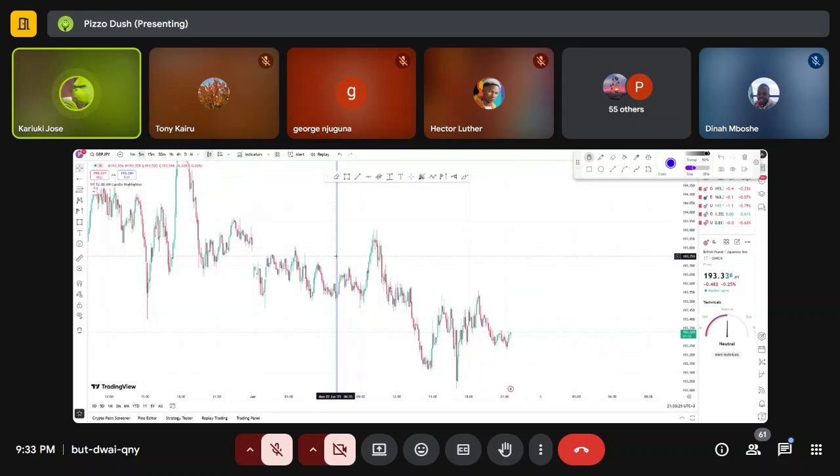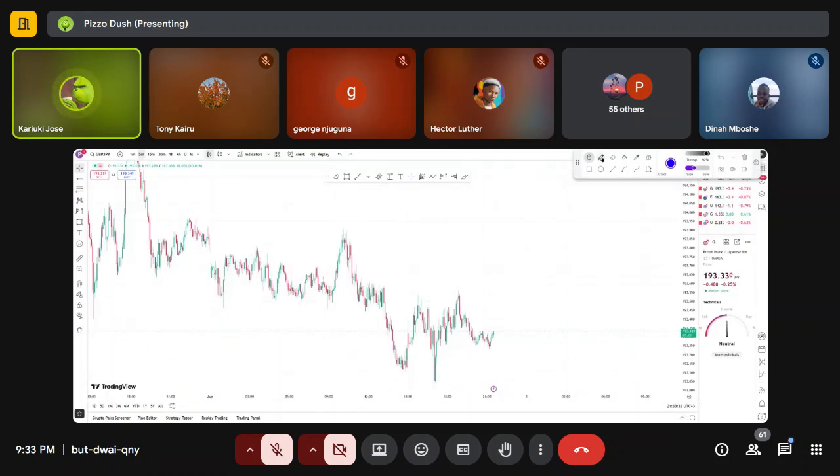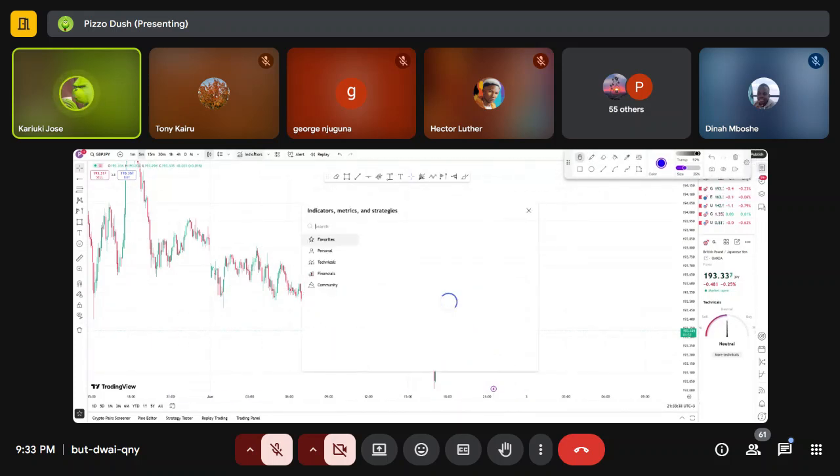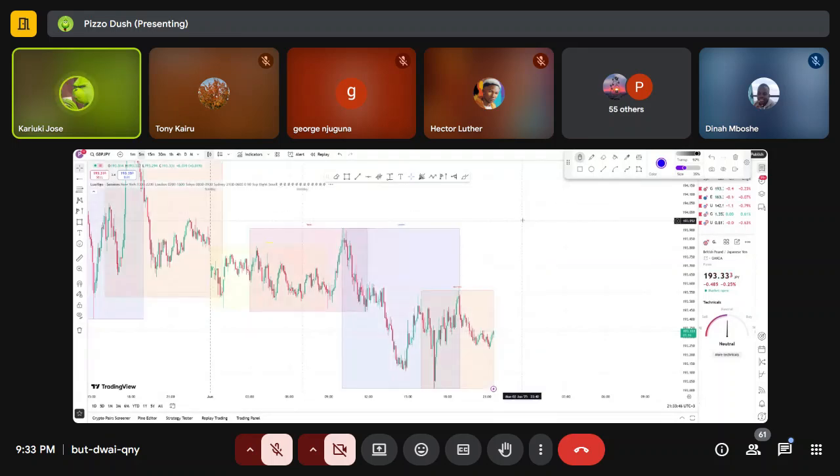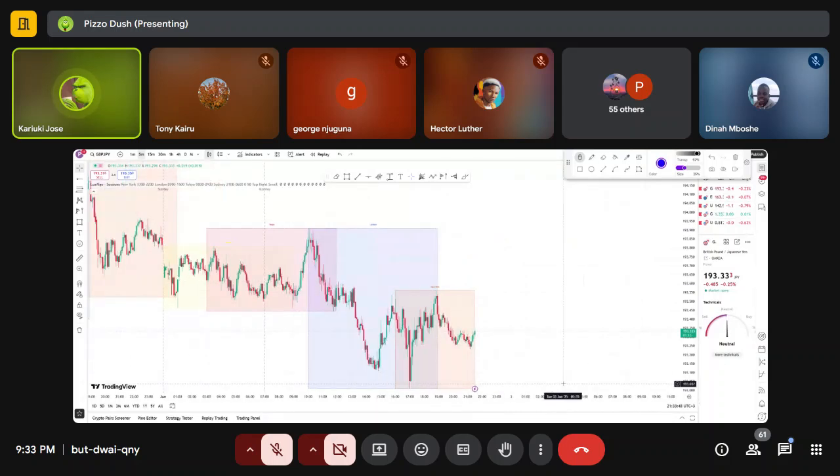Na pia hii tulikuwa tunatumia through the open to the close of the day, unless uweke indicator ya through the open to kuja kuguess kwenye siku ilifunguka na kwenye siku imefungia. That's a hassle. So tumia tu hiyo indicator. So sasa nataka utumie indicator ya, what is it? Tutatumia ya sessions Black Algo.